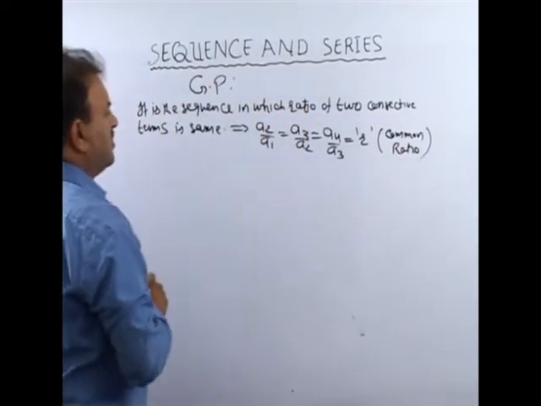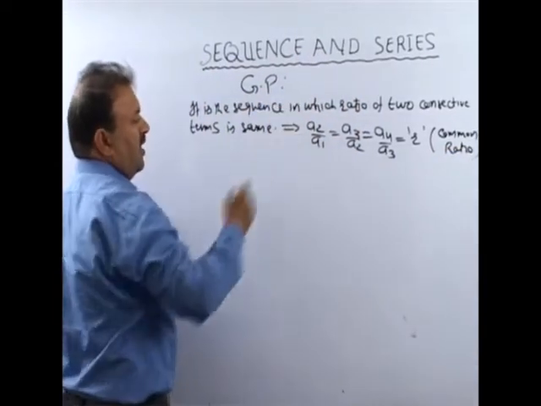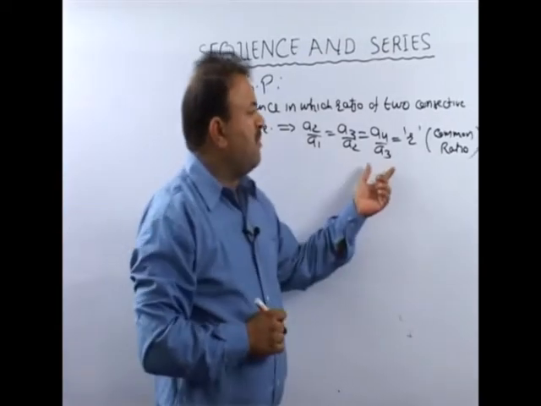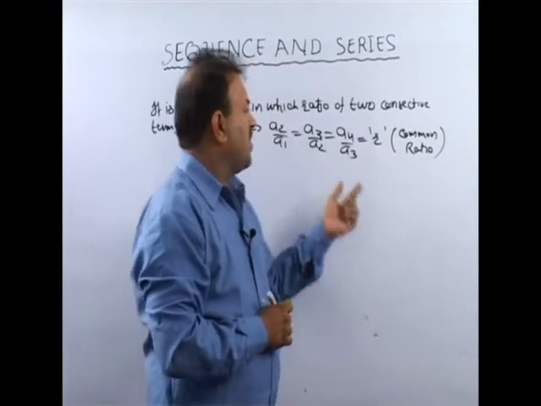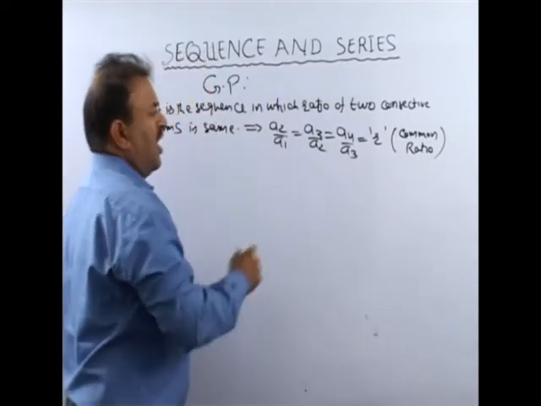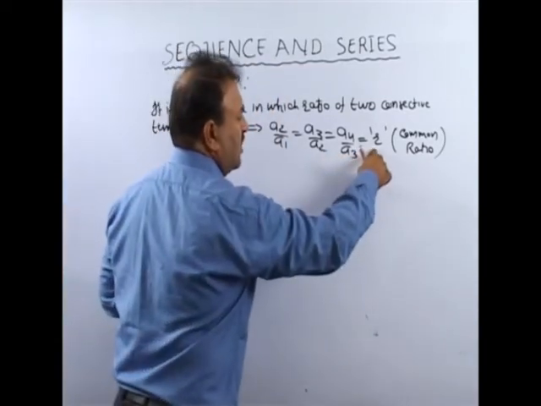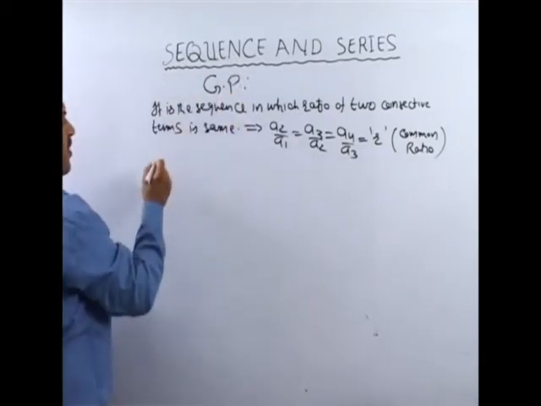Now the thing is, see, in AP it was A2 minus A1, A3 minus A2, like this way. Here what happens is the common ratio, and this ratio is denoted by small r.